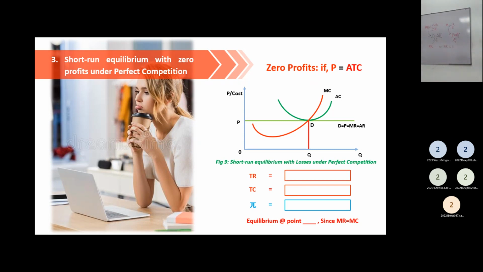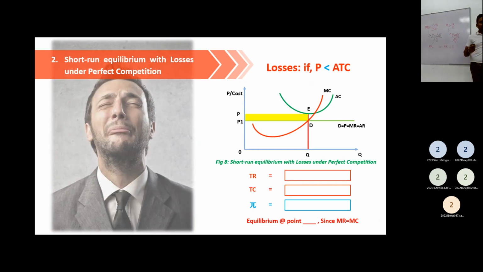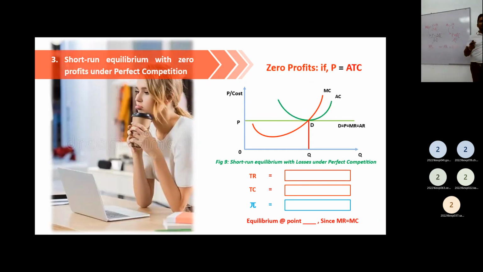Right. Now, the final part of today's lecture. All got silent. How nice. Once I said final part. So those are some motivation factors. Right. Now, is this clear for all of you? Profits, losses, and zero profits. Are you all okay with this?